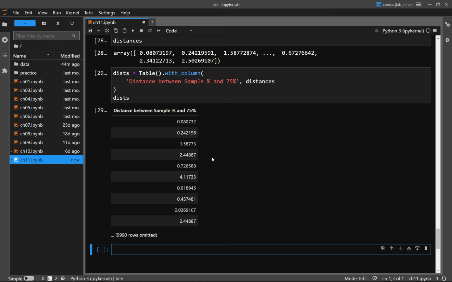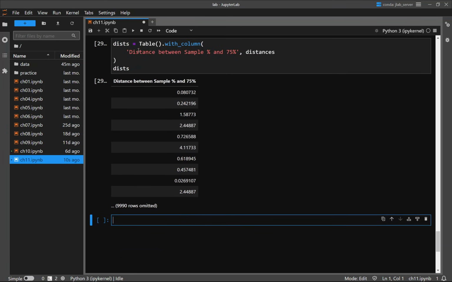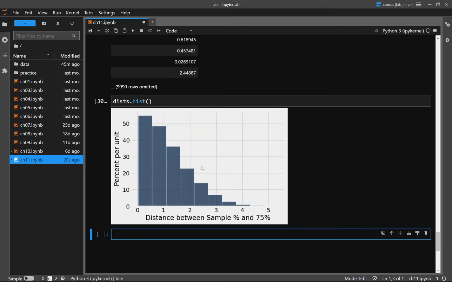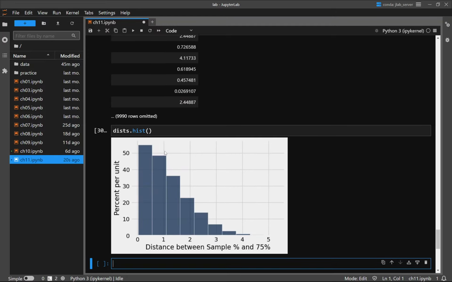Cool. Sometimes it's really small, very close to 0. Sometimes it's kind of big. Okay. It'll never be negative because it's absolute value. And so let's make a little histogram. We'll call it dists.hist. That's kind of fun. And so there's my sample stuff. And it looks like it's usually very close to 0, but sometimes it's okay for it to be almost 4 away.